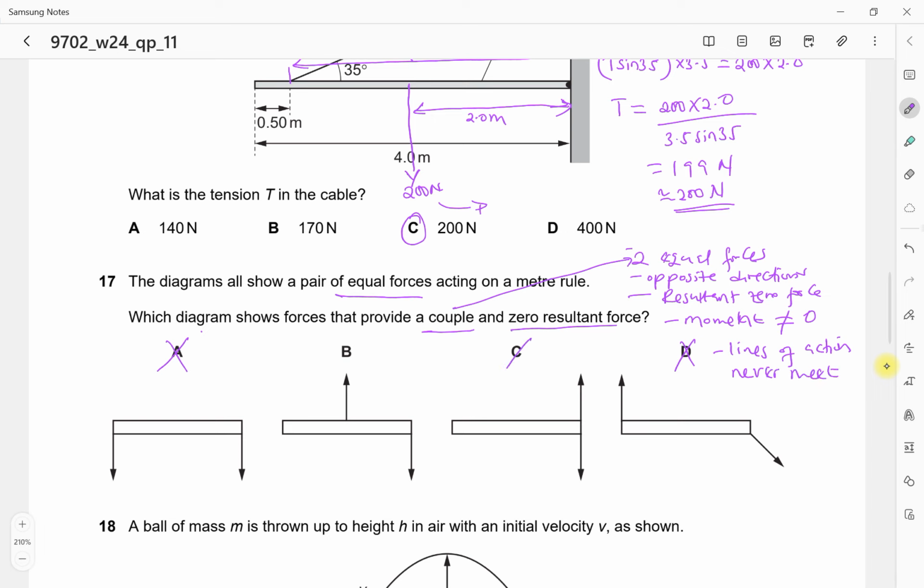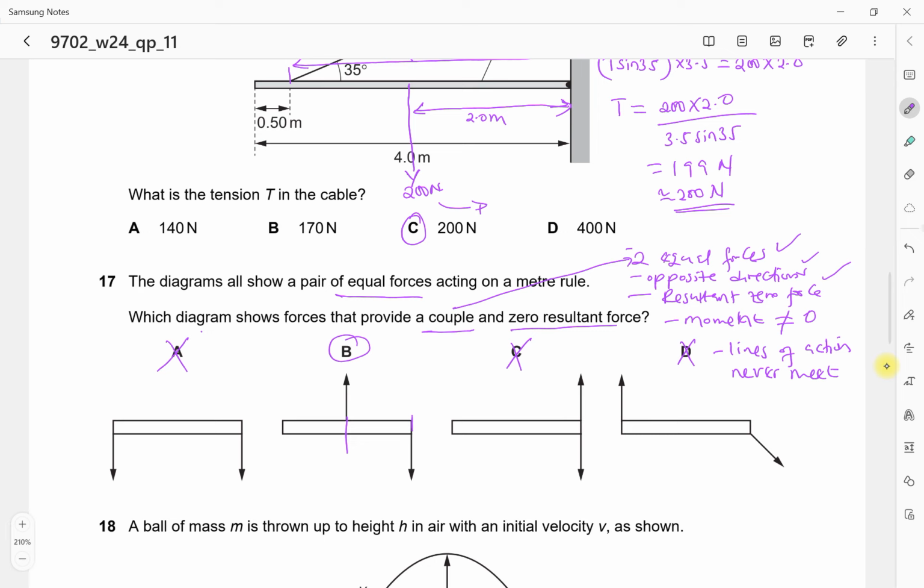So it means C is also out because in C, the lines of action are meeting. And by the way, even in D, when you extend the line of action of this force, it will always meet this one. For a couple, the lines of action of the two forces should never meet. Therefore, our answer is going to be B. The lines of action of these two forces never meet. These two forces are equal and in opposite directions, so they satisfy this condition, and their resultant will be zero.